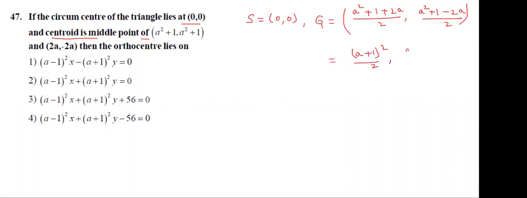Okay. Next, what is the centroid? The midpoint of these two points. What is the midpoint formula? You know very well: (x1 plus x2) divided by 2, (y1 plus y2) divided by 2. Students, observe that in the numerator, a square plus 1 plus 2a means (a plus 1) whole square, divided by 2, and this is (a minus 1) whole square by 2. This is finally the centroid.